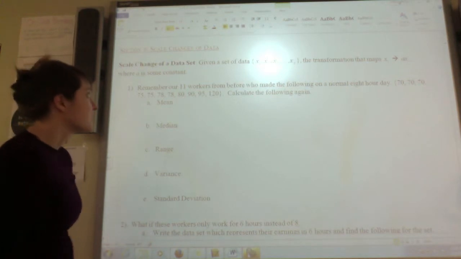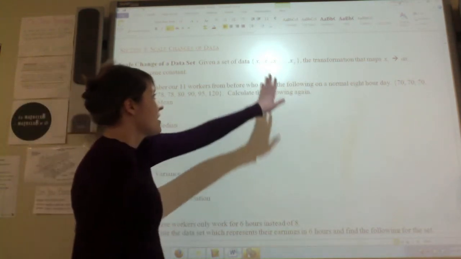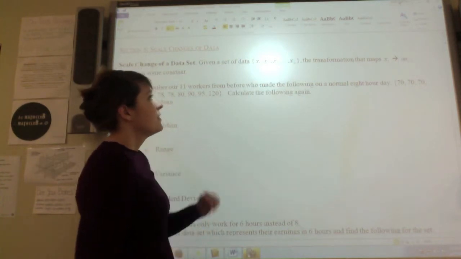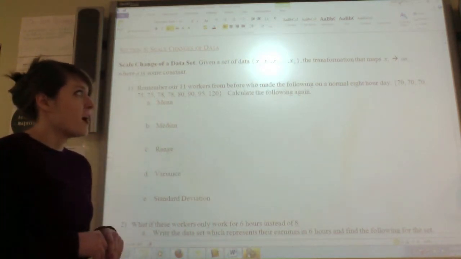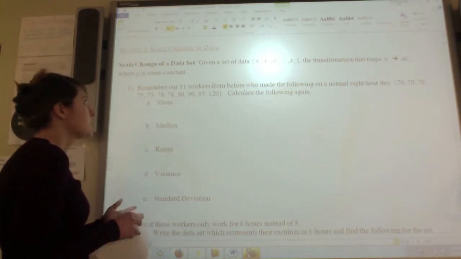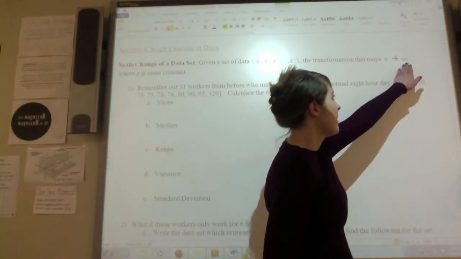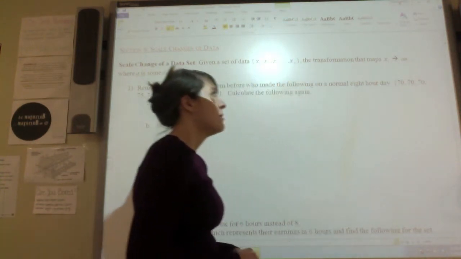We're just going to talk about those scale changes, but we're going to talk about it with data sets rather than actual functions. So a scale change of a data set, if you're given a data set x1 up through x sub n, the transformation that maps x sub i onto a times x sub i, where a is some constant, is going to be your scale change. Essentially we're just multiplying each of our x sub i values by some number a.